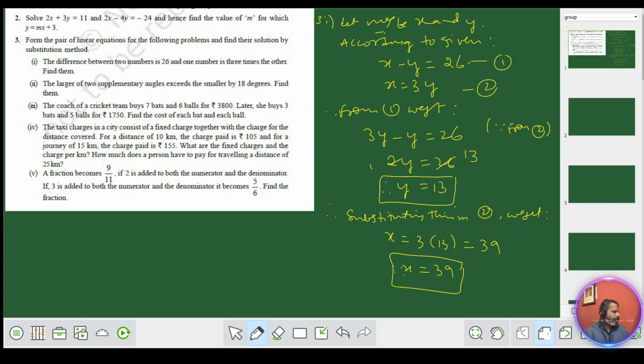X equal to 39. Simple. Construction of the equation is the only thing you have to understand. The rest, substitution, you already have the knowledge. Okay, we'll move to the next word problem.